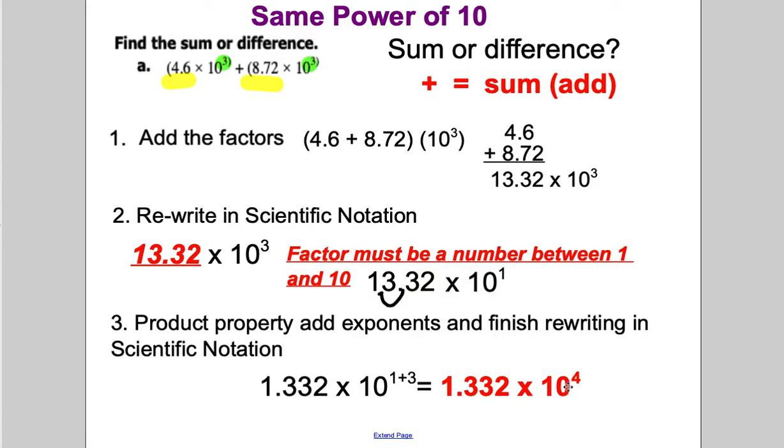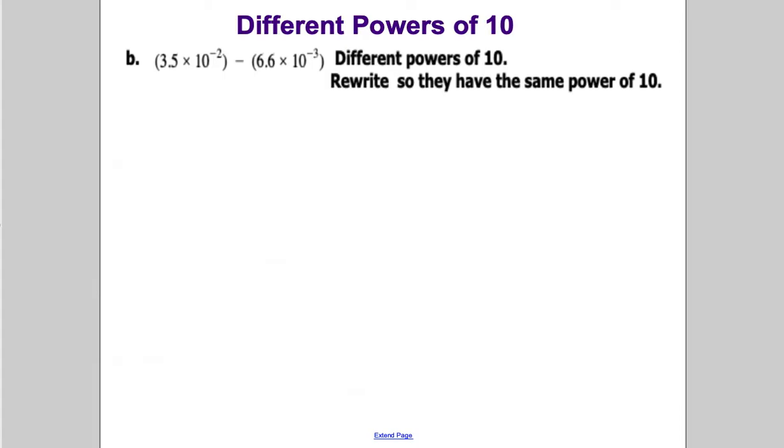Be careful on these. They can be difficult. Different powers of 10. Okay? 3.5 times 10 to the negative 2 minus 6.6 times 10 to the negative 3. Notice my powers are different. I have a negative 2 power and a negative 3 power, and I cannot do anything with those until I change them back to the same power. They need to be the same power.